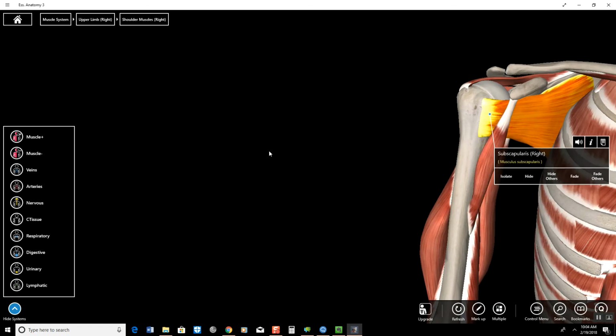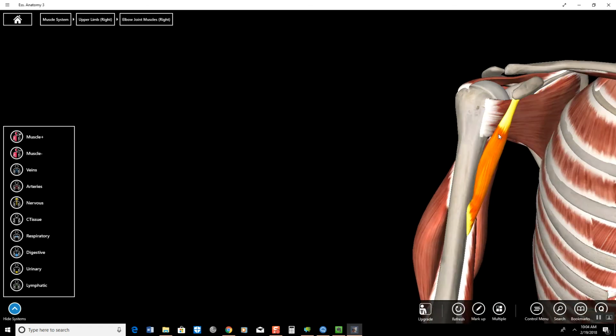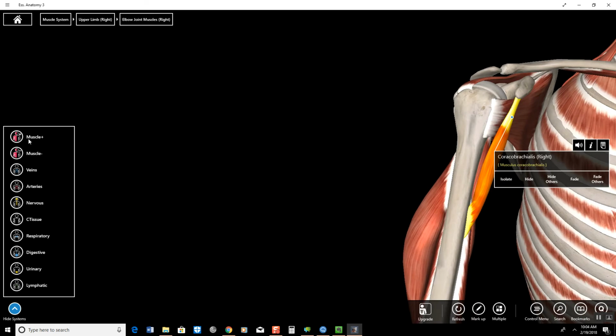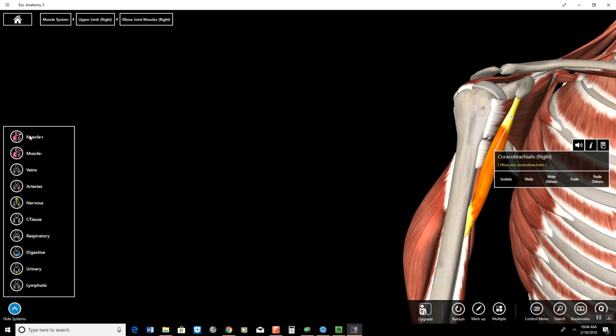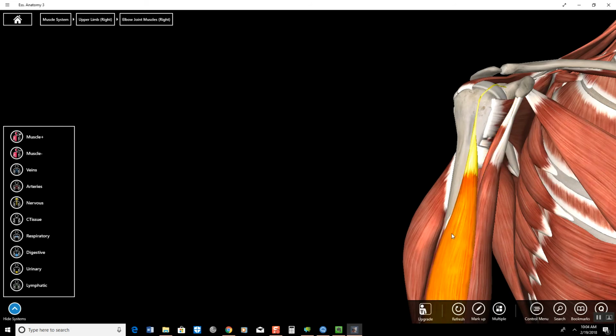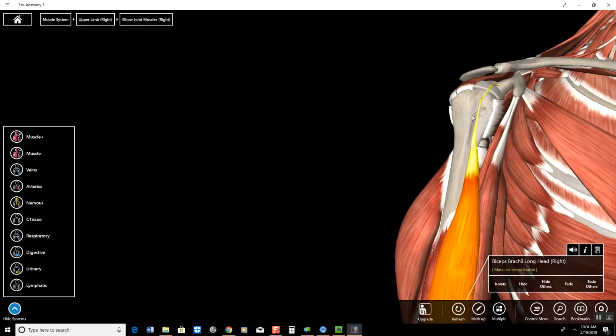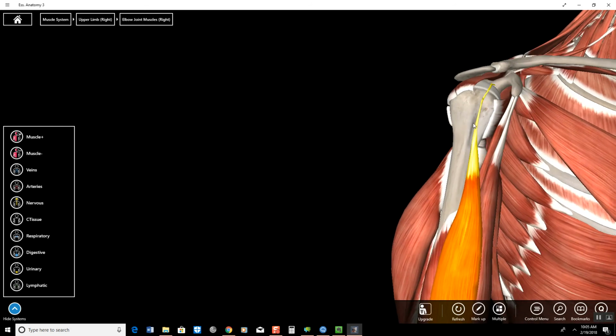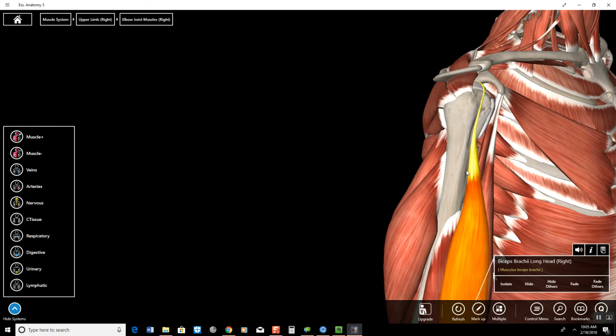We also have the short head of the biceps that goes into the shoulder and attaches to this little hook right here, where you can sometimes get biceps tendonitis. And then the long head of the biceps is right here. You can see that long head. It's very common to get inflammation of the biceps tendon.